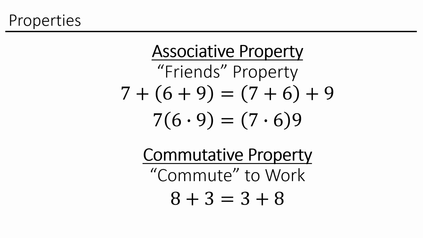It just means that 8 plus 3 is the same thing as 3 plus 8, or 8 times 3 is the same thing as 3 times 8. It doesn't matter the order in which you do it. So that's the commutative property. Those are by far the two easiest properties that there are. Now it's going to get a little harder.